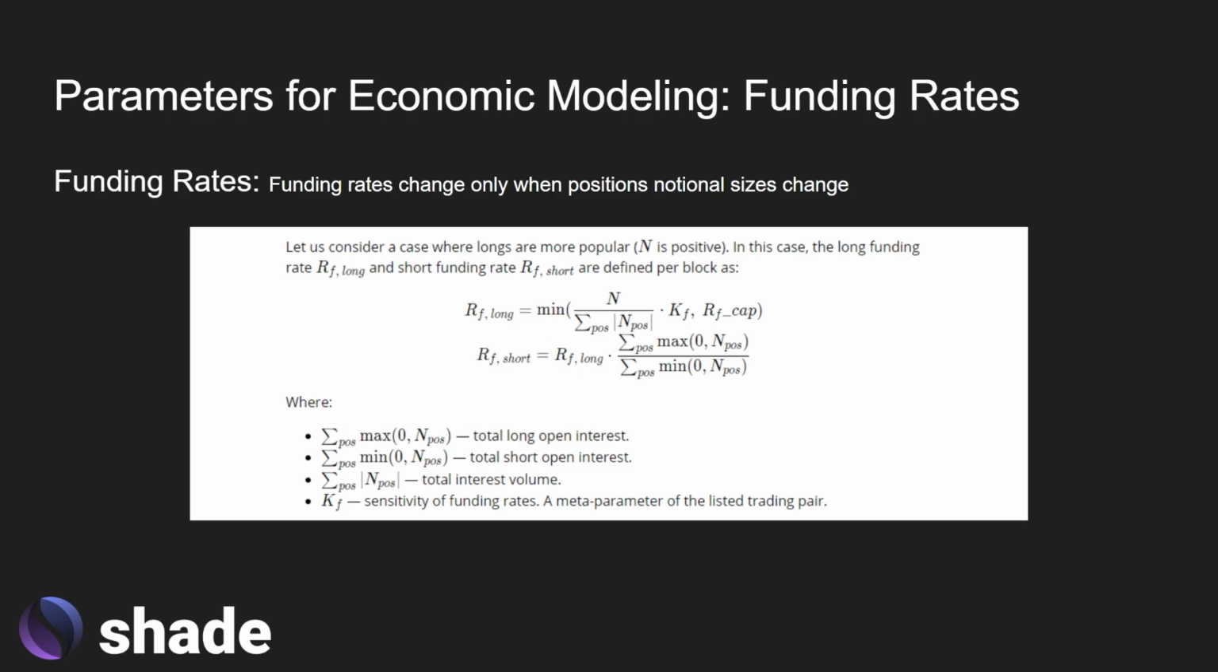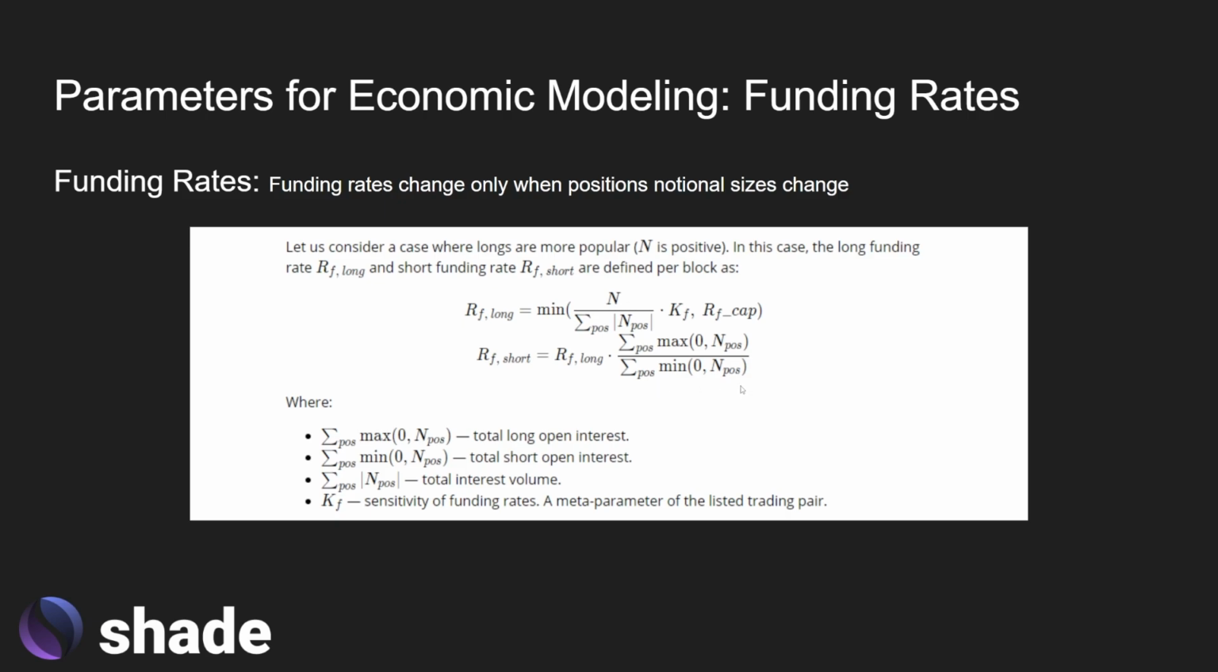So we can determine short and long funding rates. As you can see here, the funding rate for longs is equal to the minimum value of net notional open interest divided by the total open interest volume, which is then multiplied by a funding rate sensitivity constant, up to the arbitrary cap that we put in place. And the funding rate for shorts is effectively equal to the funding rate for longs multiplied by the total long open interest divided by total short open interest. And this ensures a higher payout for traders who are taking the unpopular side of the trade.